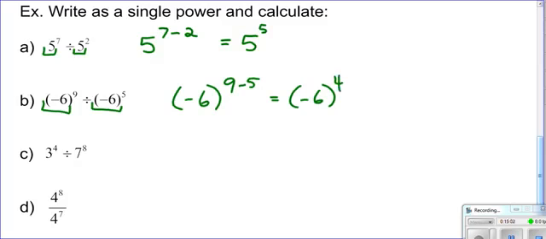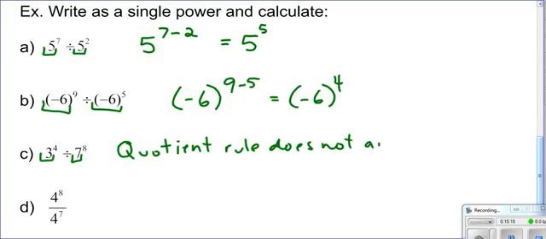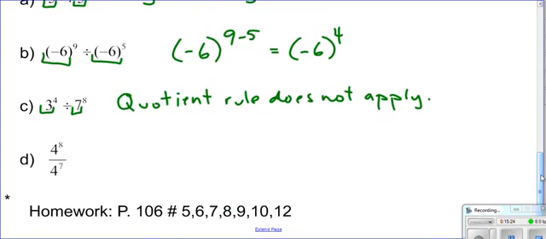When we look at C, we have a base of 3 and a base of 7. The bases are not the same, so the quotient rule does not apply. We cannot write these as a single exponent because the bases are not the same. The best we could do would be to evaluate what is 3 to the power of 4 and what is 7 to the power of 8, and then divide that fraction. But we'll leave it at that.